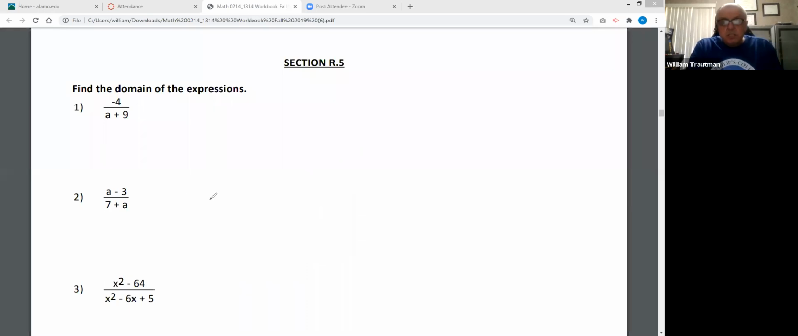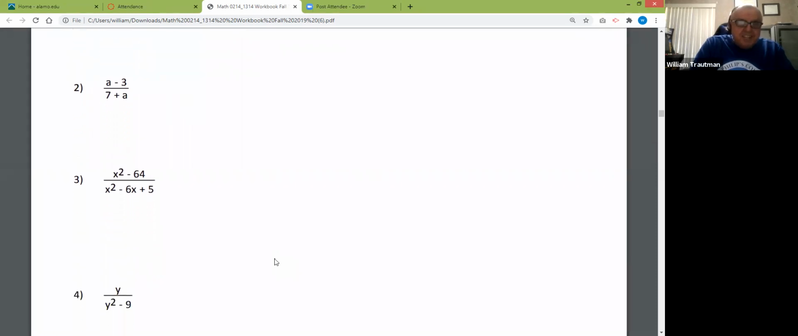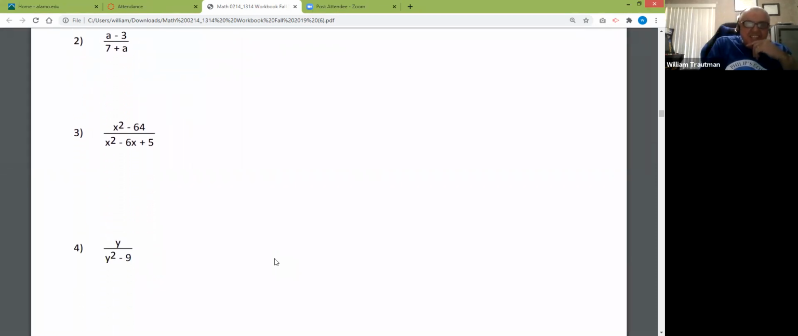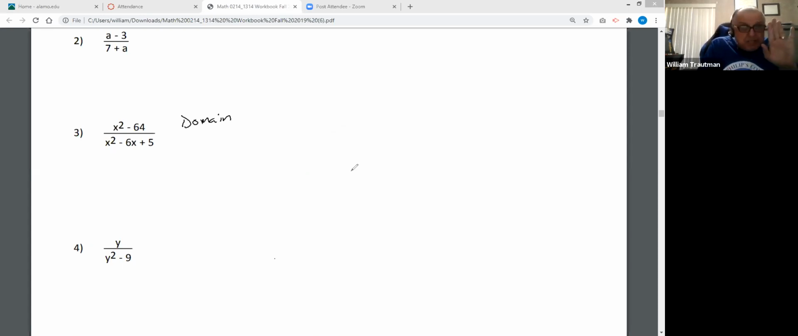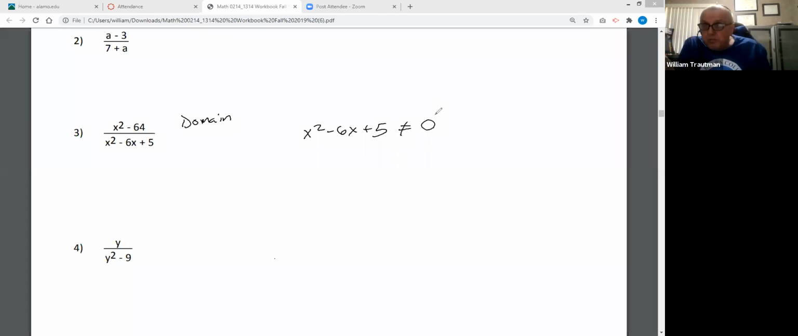All right. Number 3. Uh-oh, a little bit harder. Once again, we're looking just for domain. Anytime it says domain, you take the bottom. We don't care about the top. The bottom cannot equal 0. So if we have a trinomial like this, 3 terms, we're going to factor it.